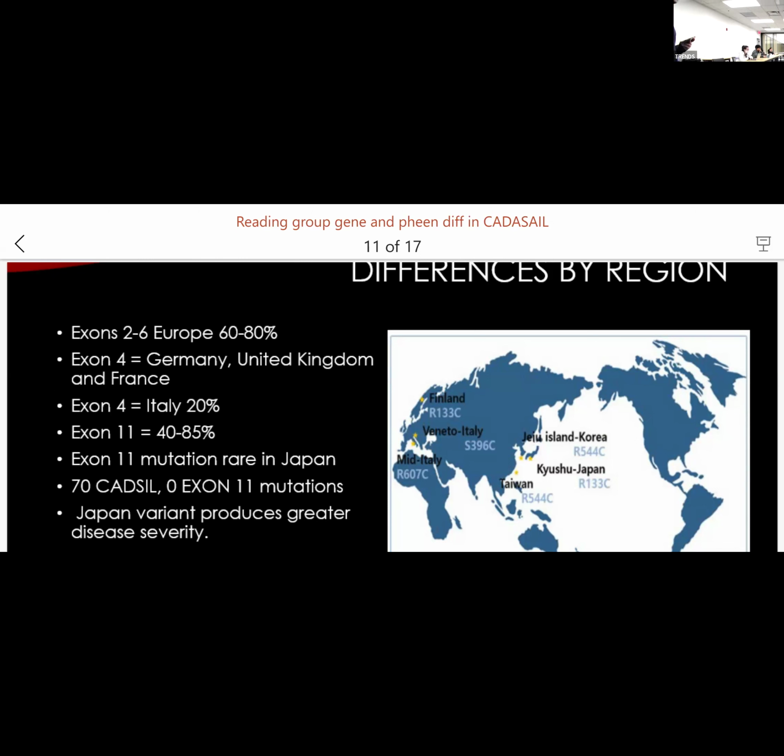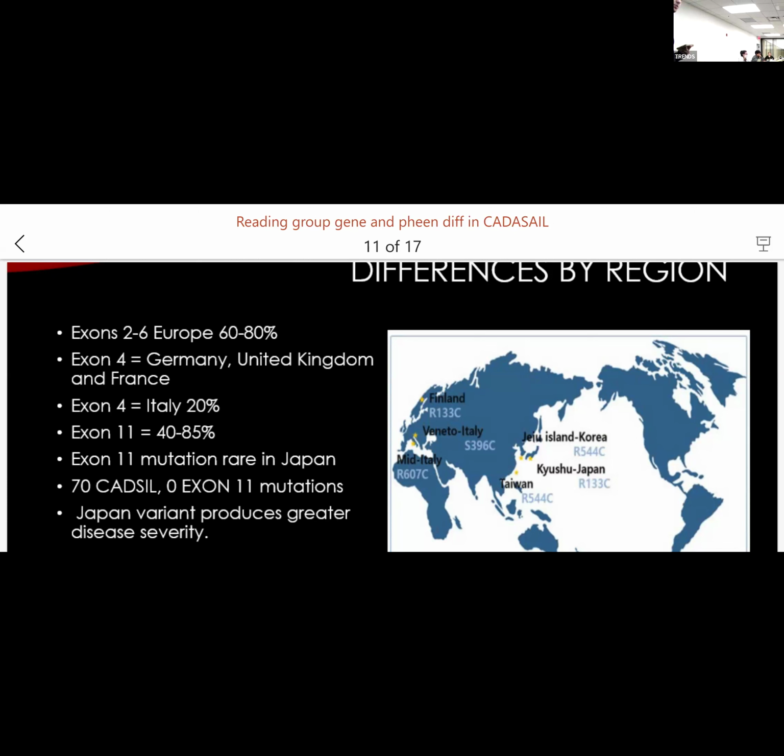In 70 CADASIL participants in Japan, there's 0 exon 11 mutations. So as previously cited in the overarching meta-analysis review itself. And so we just go to this short area and it changes that much.